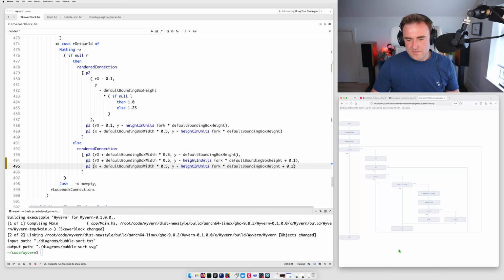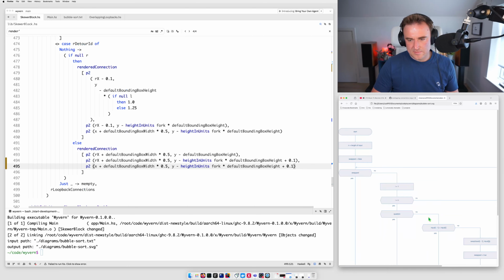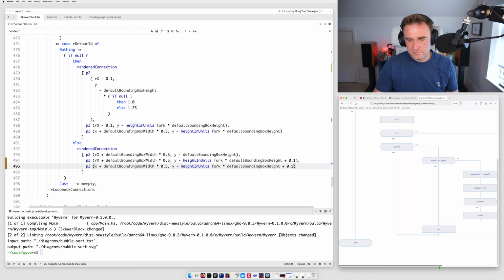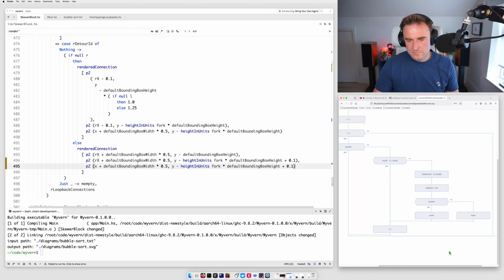Okay, so now these connections don't clash. But also these guys are a little bit too long. Okay, we can easily fix that at some later time.